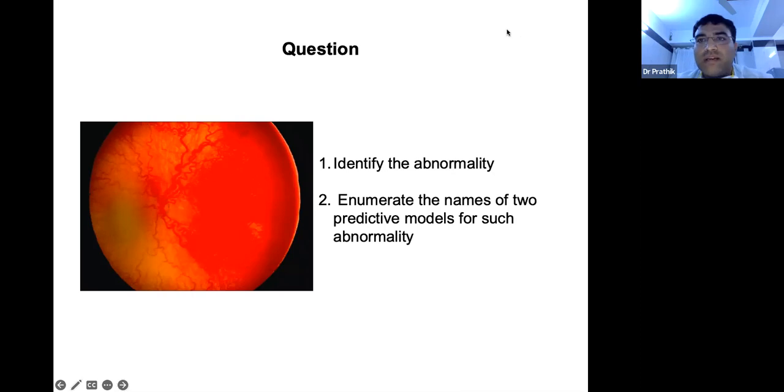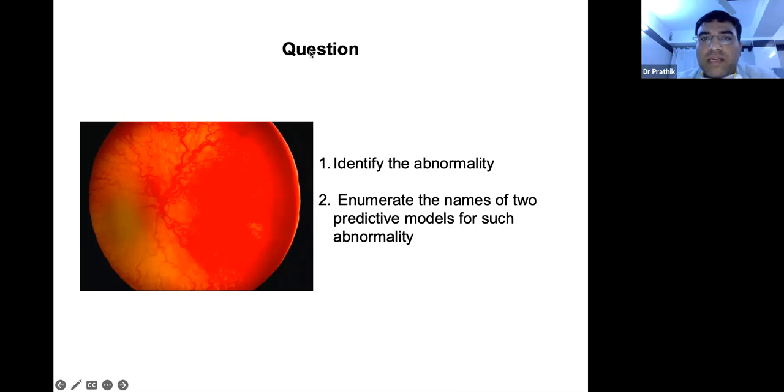So, can anyone identify this abnormality? What is the abnormality in this fundus photograph? Please put your answers in the chat box. Okay, Dr. Sneha has answered aggressive posterior ROP. Yeah, that is the right answer. You can see the dilatation and tortuosity of the retinal vessels.